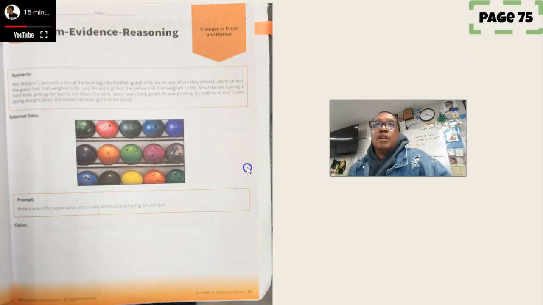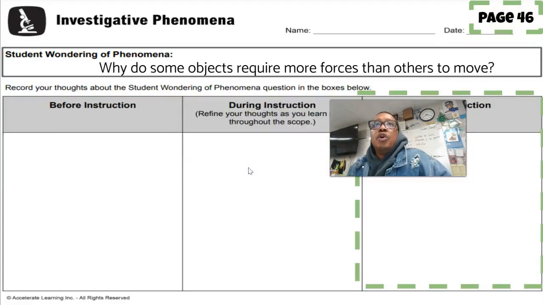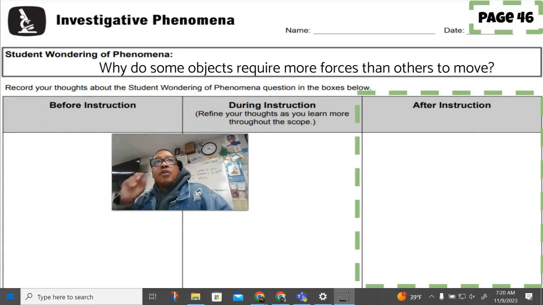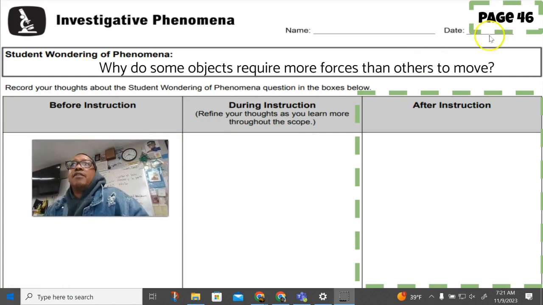All right, cool. Let's move it along. On to the next thing. So let's just talk about this for a moment. Why do some objects require more force than others to move? Think about that. Fill this out on page number 46. Again, pause it. Why do some objects require more force than others to move? Pause it and then think about this and write this down on page number 46 in the after instruction.